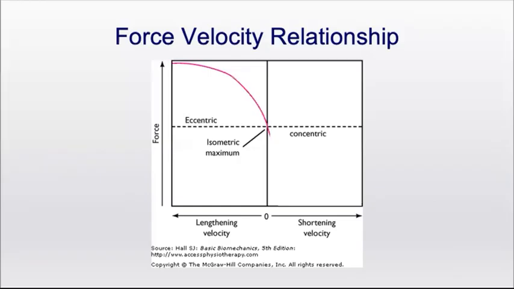The reverse is true for eccentric contractions. So with eccentric contractions, as the velocity of lengthening increases, our force output increases. Can anyone venture a guess as to why this is the case?